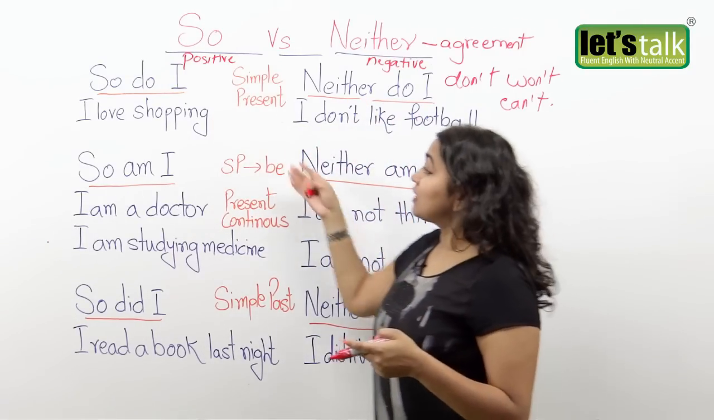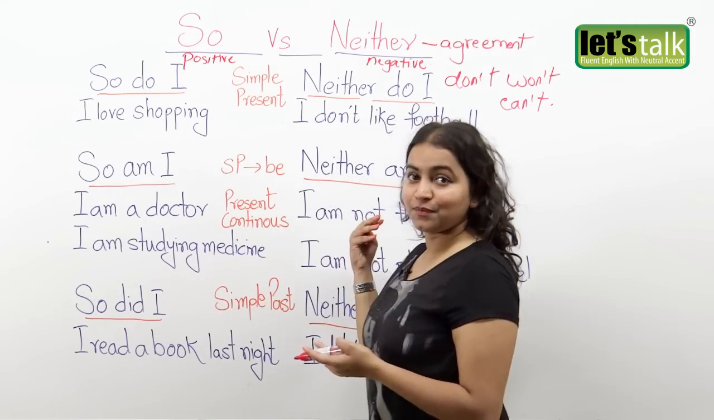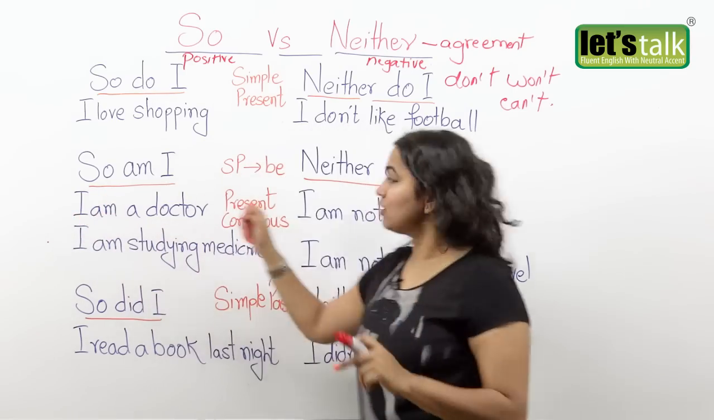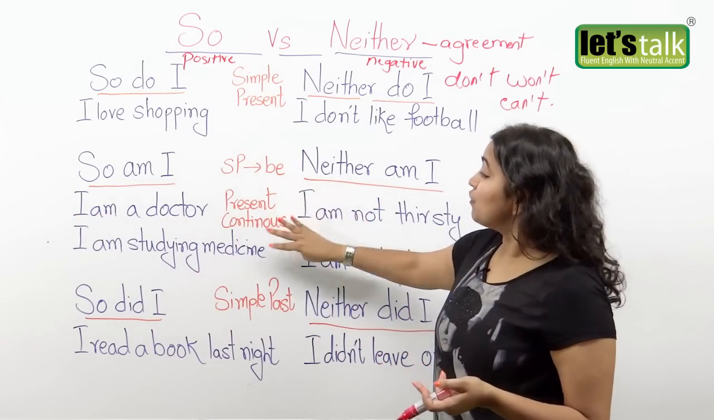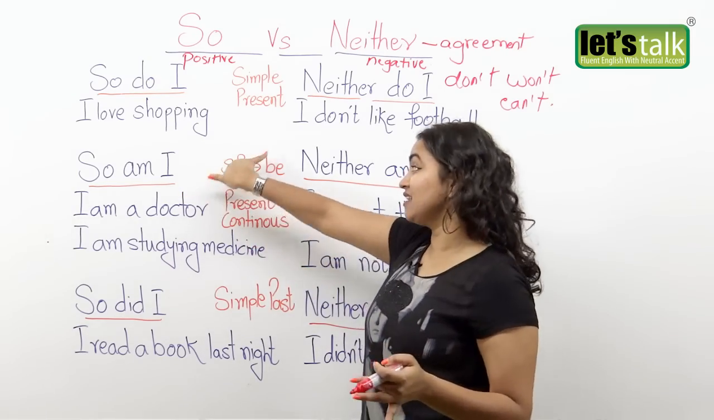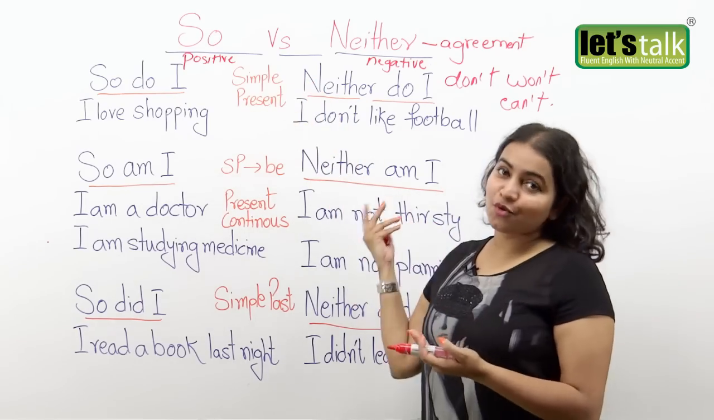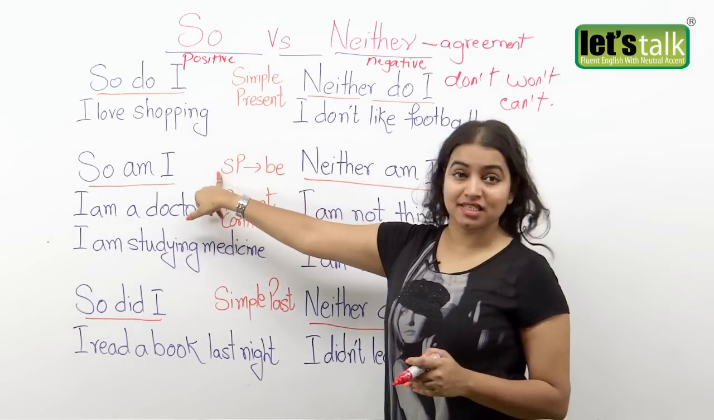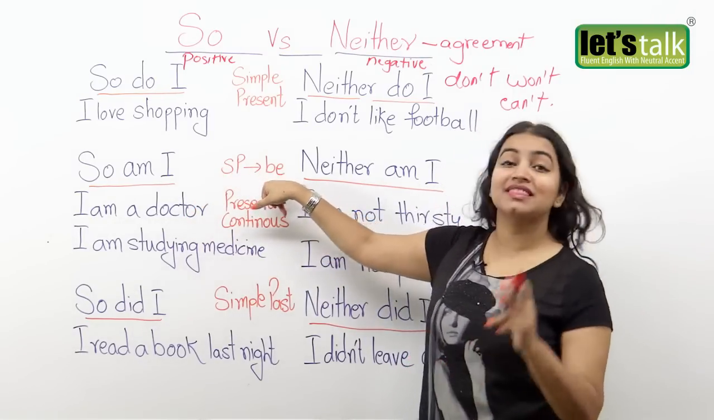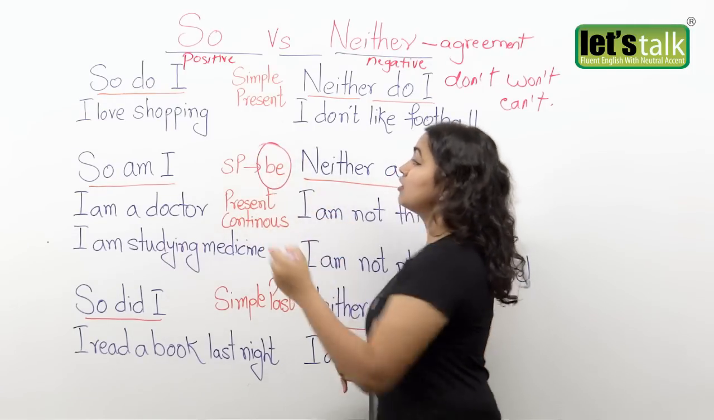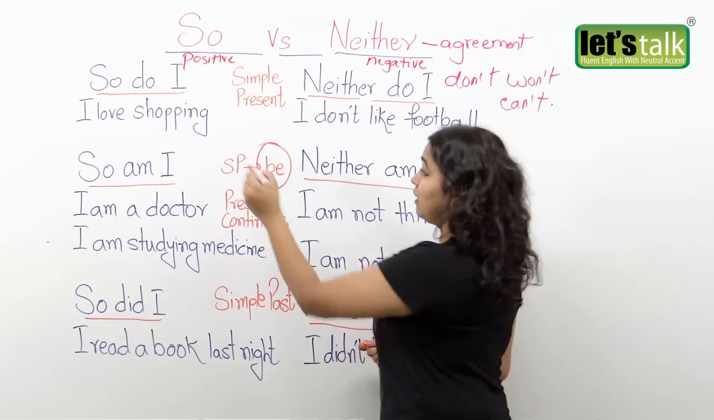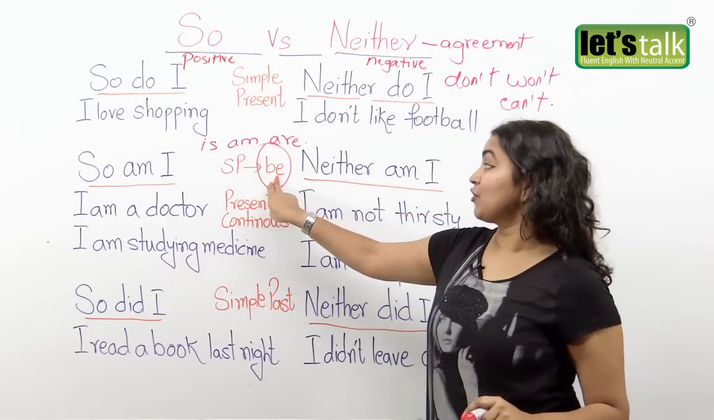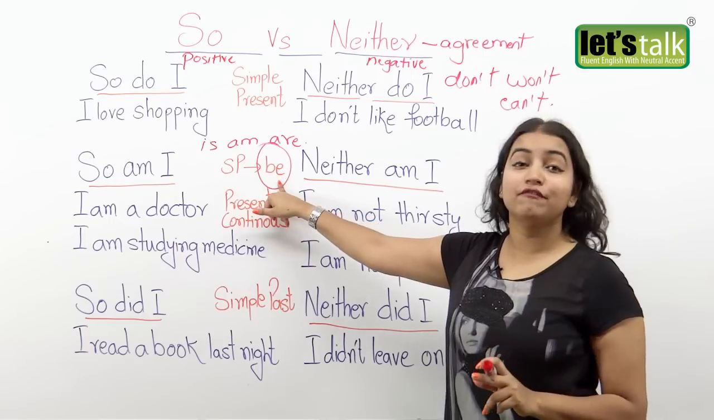Okay? Now let's move on to the next way of using so and neither. So and neither can also be used in statements like so am I or neither am I. Now, there are two different criteria to using these two sentences in response to a positive or a negative statement. For example, when a statement is in the simple present tense, but the verb in that statement is in the be form. So be form of verbs in the simple present will be words like is, am, are. Okay? These are the words in the simple present for the be form of the verb.